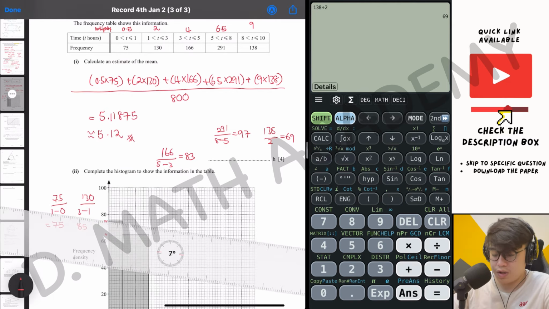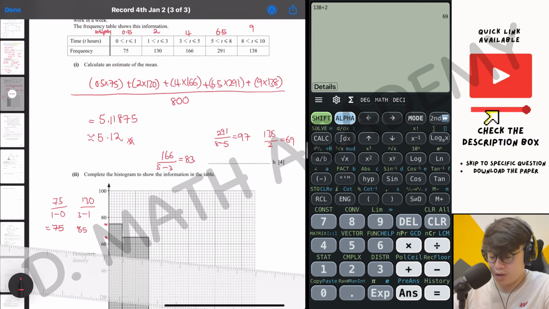First one is 83. 83 is somewhere around here. Okay, each box is worth 2. So 83 is here. This point. Okay, and then they wanted it to be 3 to 5. 3 to 5, 5 is somewhere here. Okay, make sure it's half of it. And you'll be able to get the results.